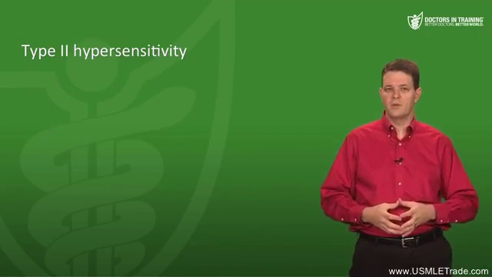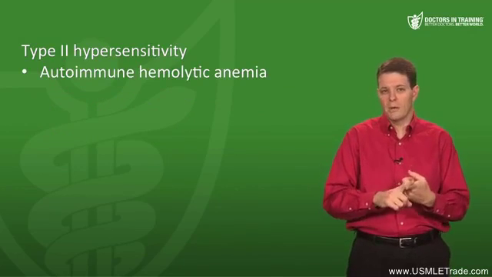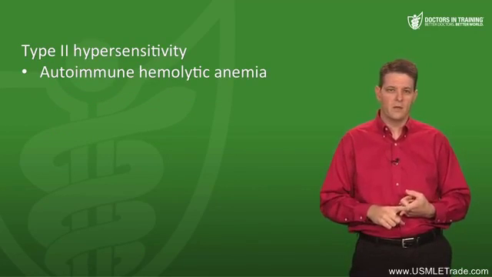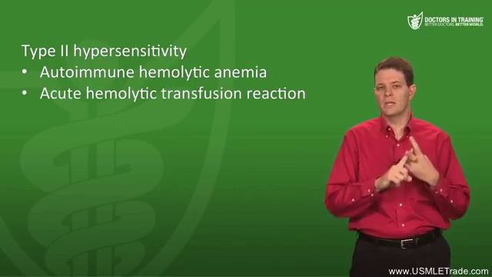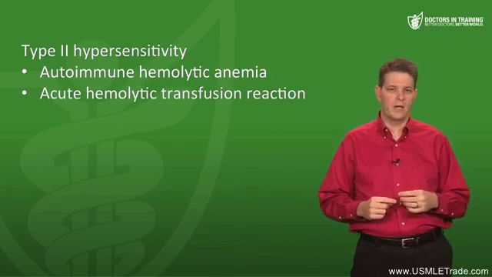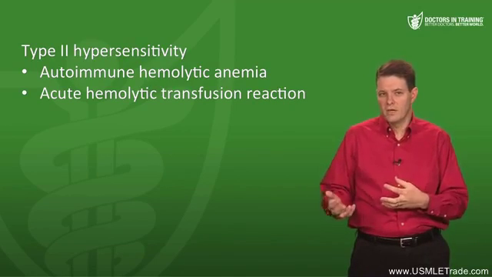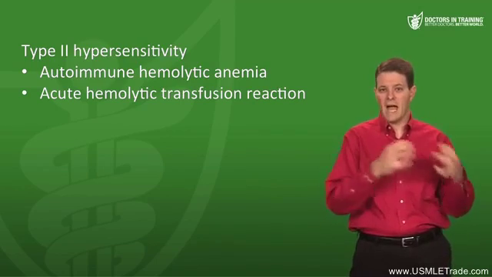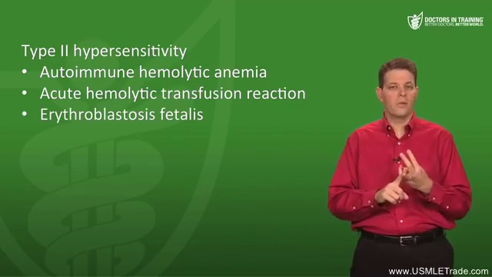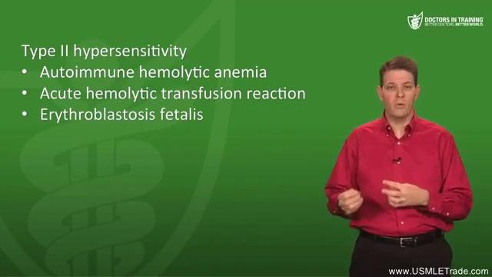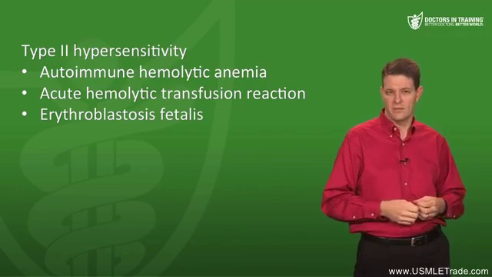Specific examples of type 2 hypersensitivity would include autoimmune hemolytic anemia, where you make autoantibodies that attack your own red cells. Another example of hemolysis caused by type 2 hypersensitivity would be an acute hemolytic transfusion reaction, where the patient has type A blood and you accidentally transfuse type B red cells. And the patient's anti-B antibodies will attack the B surface antigens on those donor red cells. There's also erythroblastosis fetalis, where a pregnant woman's IgG antibodies cross the placenta and attack the fetus's red cells.